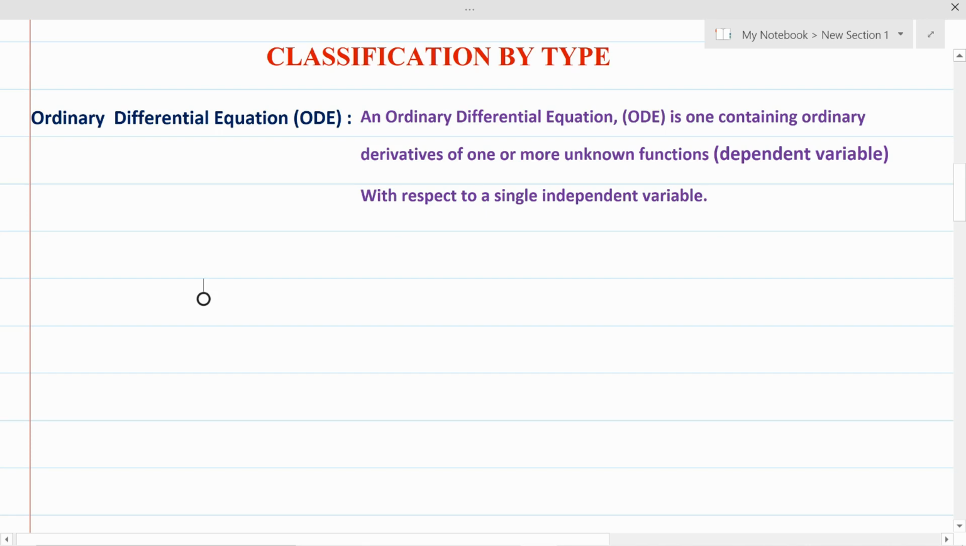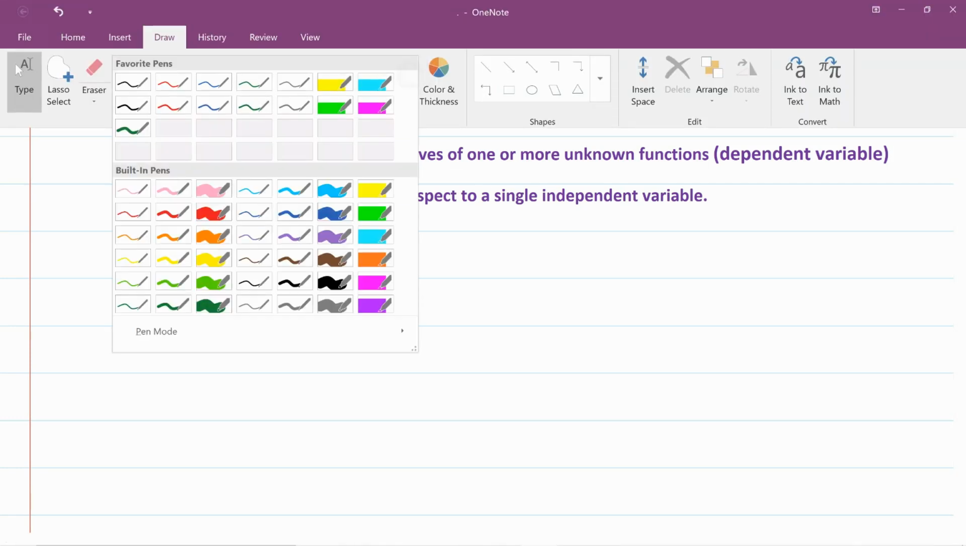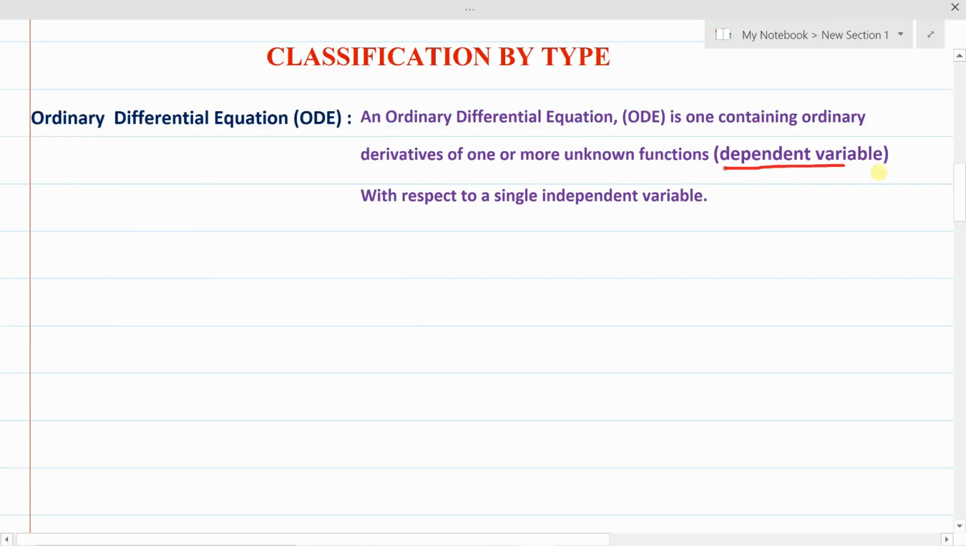Okay, so here the independent variable can be one or more, but the dependent variable can be one or more. Okay, I'm taking that part again. We are saying that the dependent variable can be one or more, but the independent variable, which is normally termed as x, is just one. It's a single independent variable. That is an ordinary differential equation.